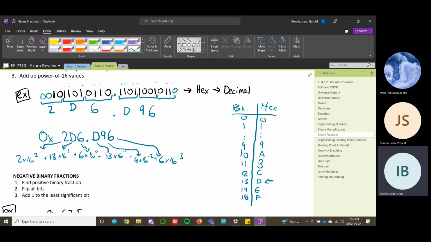So it's important that you start grouping bits starting from the radix point, going left to right. And if you need to pad to make a group of 4, you can pad zeros onto either the far left or the far right to make sure that it's an even group of 4.